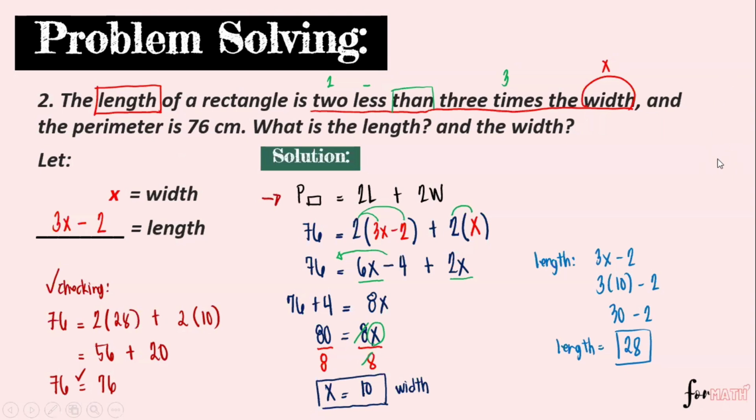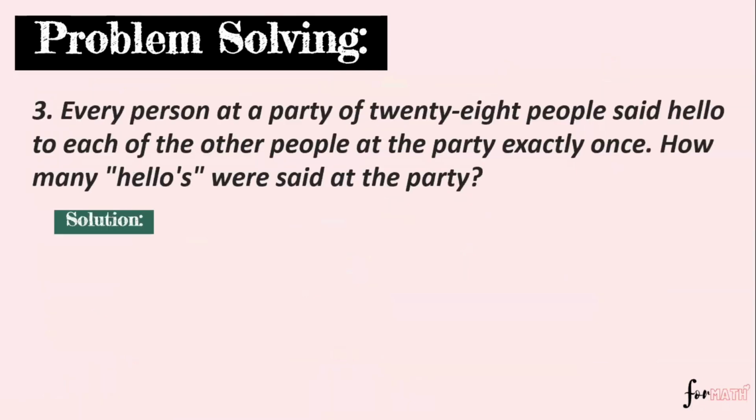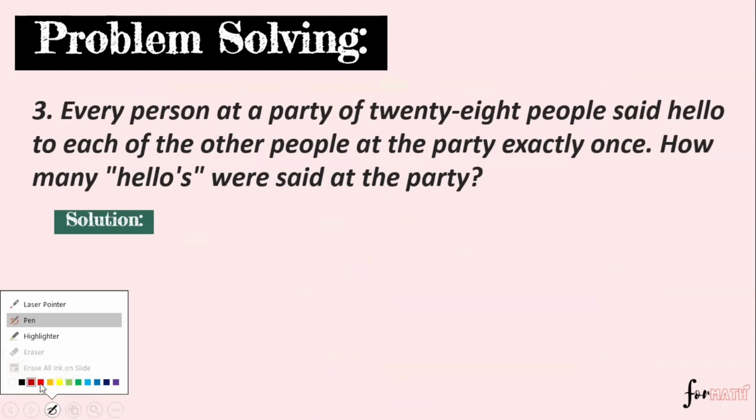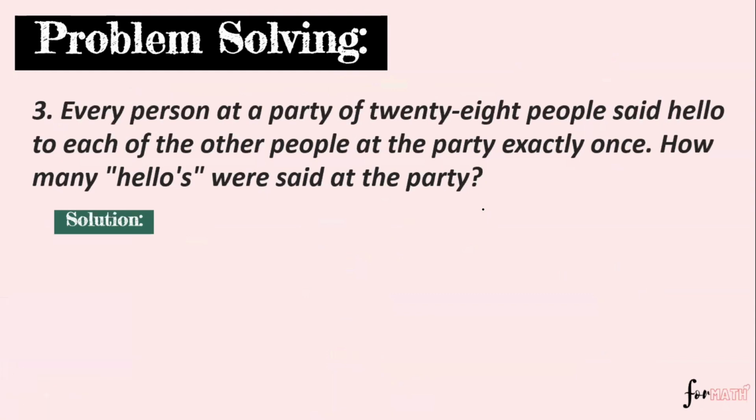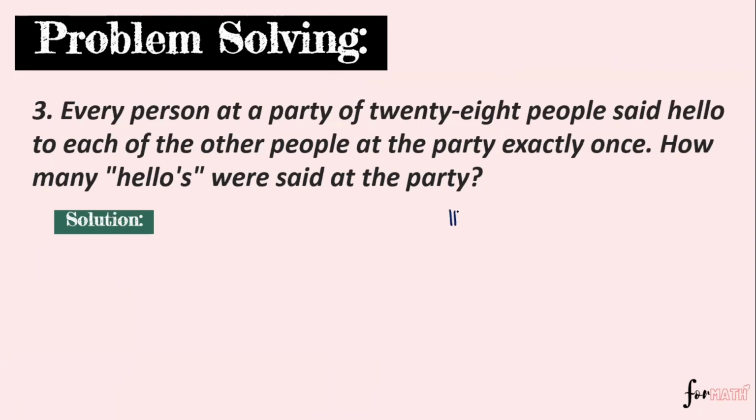Alright, next is number 3. So let's have another example. It says here, number 3: every person at a party of 28 people said hello to each of the other people at the party, exactly once. How many hellos were said at the party? So in this case, think about how you would solve this. Let me give you an illustration for this example so you can understand number 3.